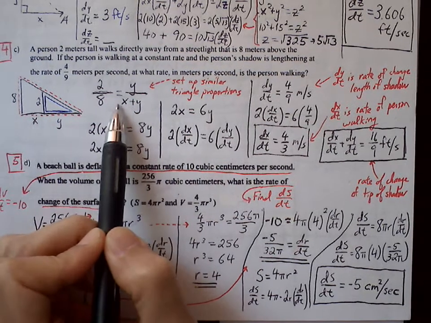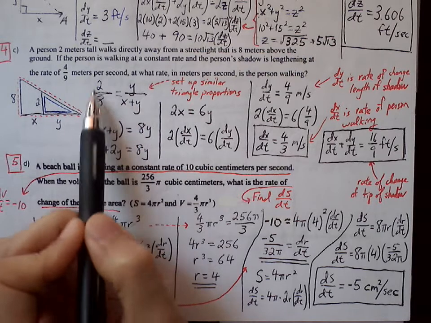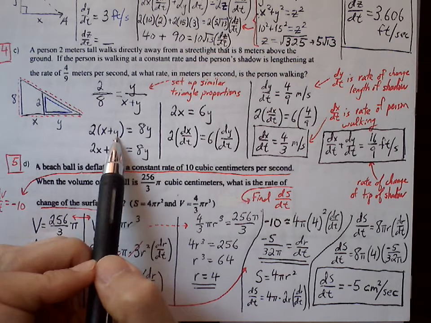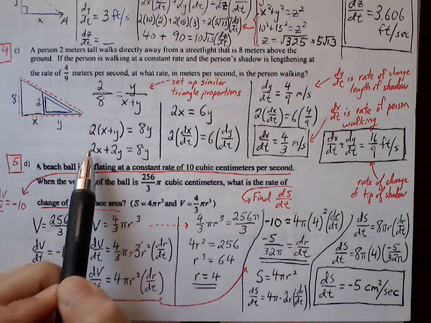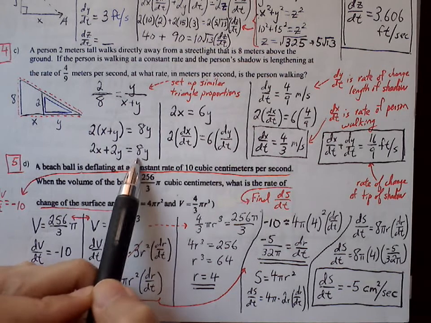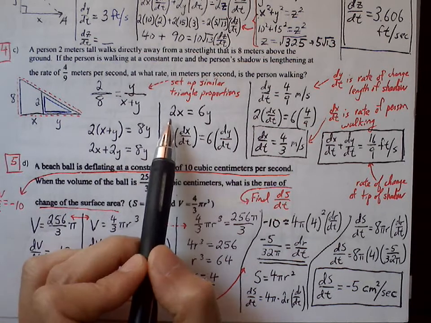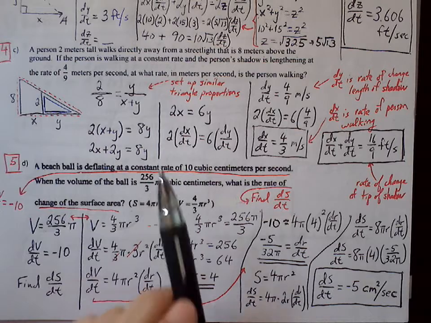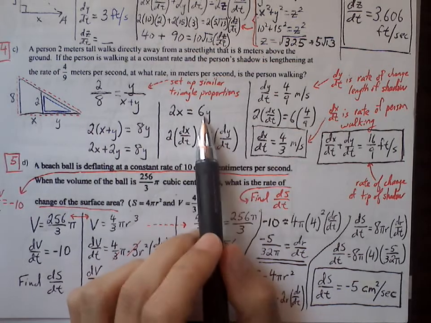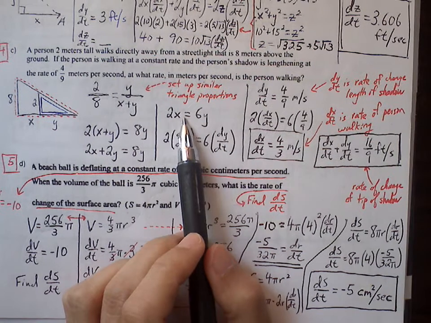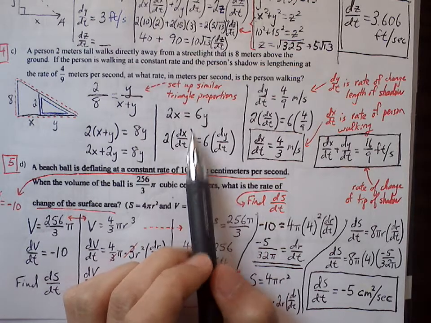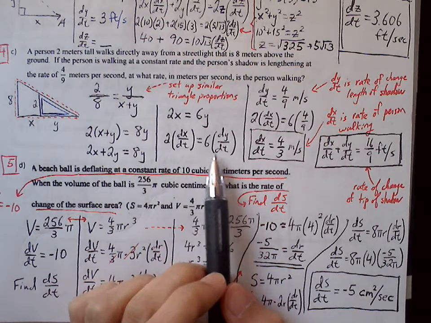Once we set up our proportions, we can cross multiply. So 2 times the quantity x plus y equals 8y. Distribute the 2 through, we get 2x plus 2y equals 8y. Combine like terms, 2x is equal to 6y. Now we can find the derivative. This is related rates. So 2x becomes 2 dx/dt, and 6y becomes 6 dy/dt.